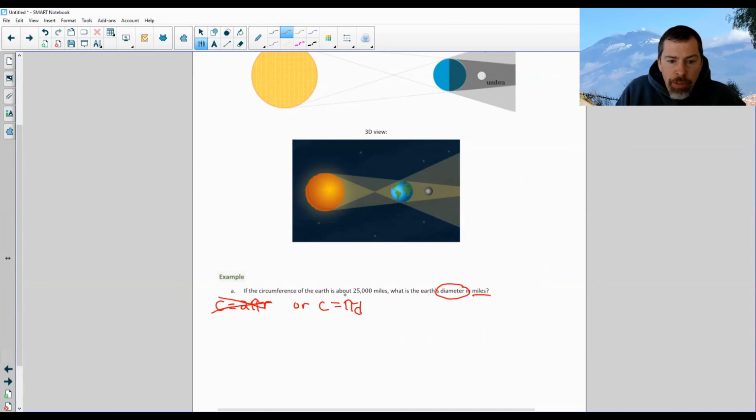So the first thing I would do is say C equals pi d. If the circumference of the Earth is about 25,000 miles, what is the Earth's diameter? So I want to solve this for d. And in order to do that, we divide both sides by pi. And these pi's cancel, and we get d equals circumference divided by pi. And we know the circumference is 25,000 miles. And we're going to divide that by pi.